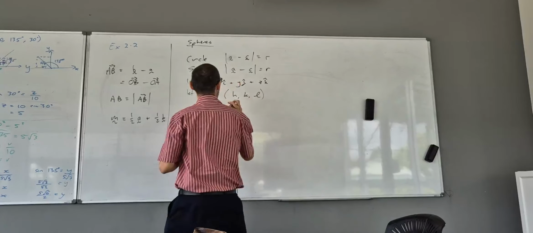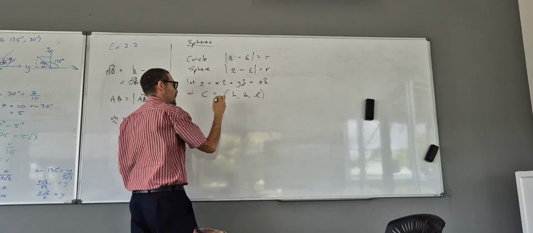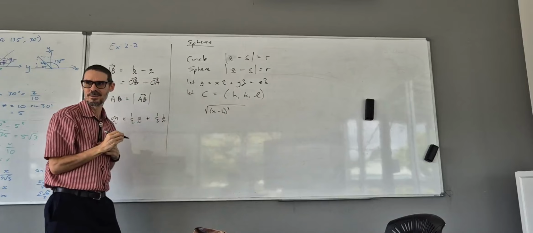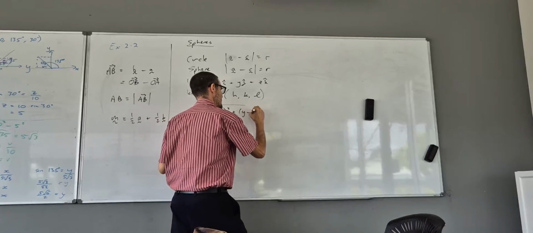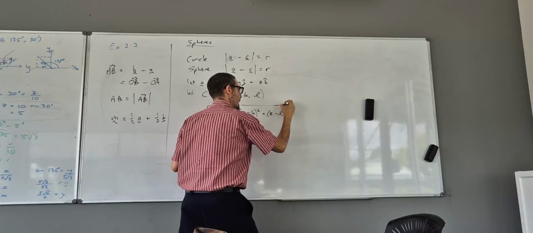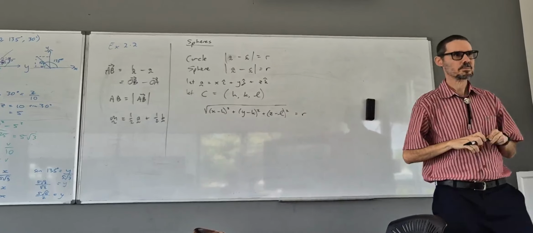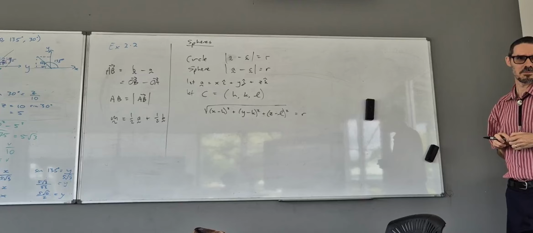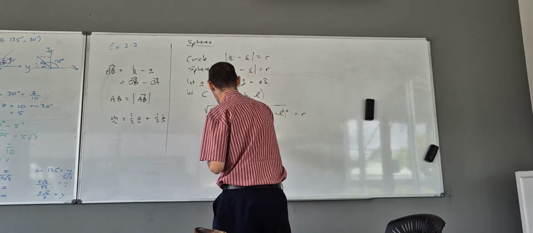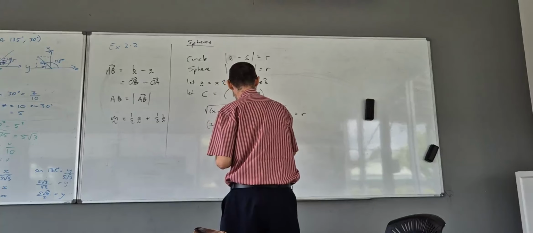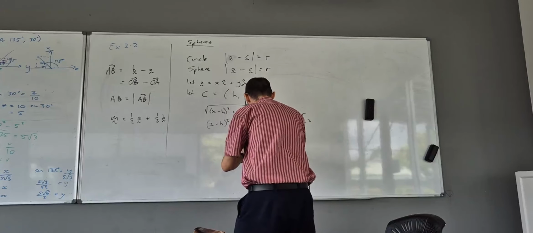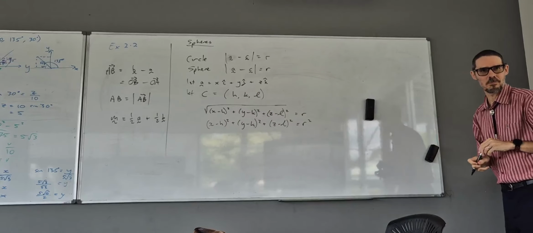Okay, what does this tell me? The distance between them, how do I get that? Pythagoras. x minus h squared plus y minus k squared plus z minus l squared is r. Now square both sides. And you get the formula on the formula sheet.